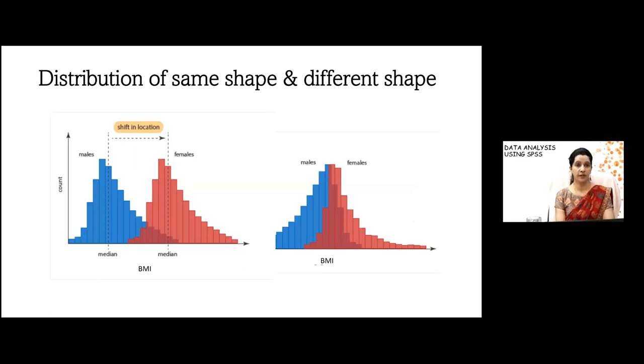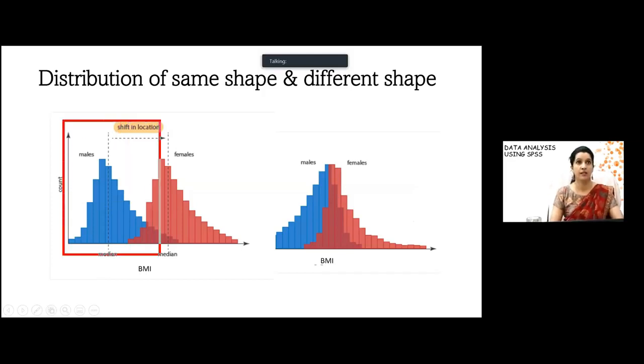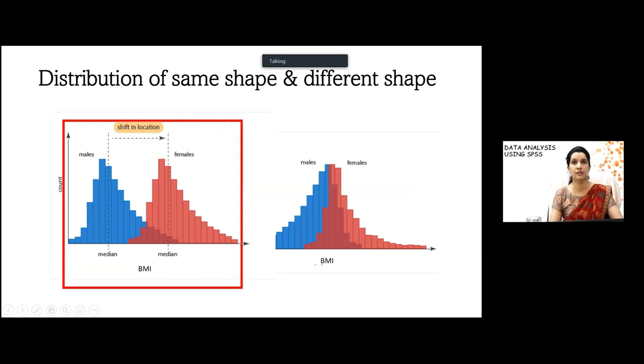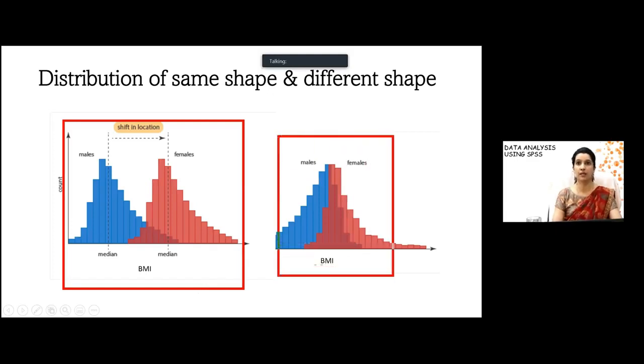So first, in the first graph, which is towards the left side, you can see that in both these two graphs, the two are of the same shape. The blue one is for the male and the red one is for the female. But if you see the second graph, here the shape of male and female is different.